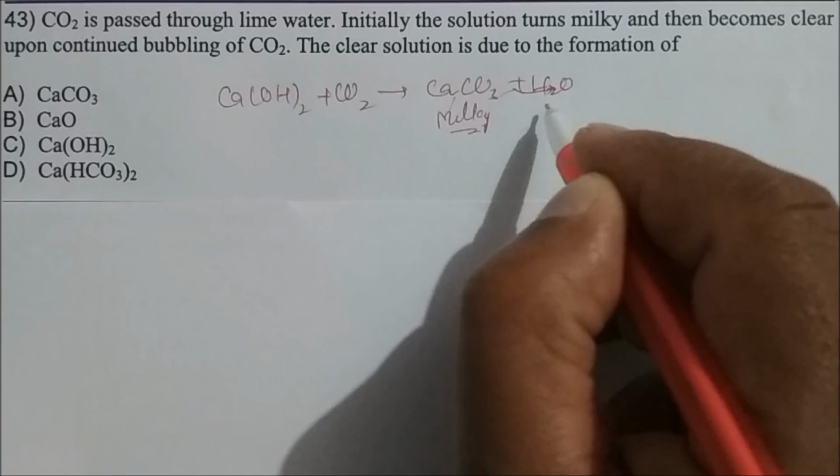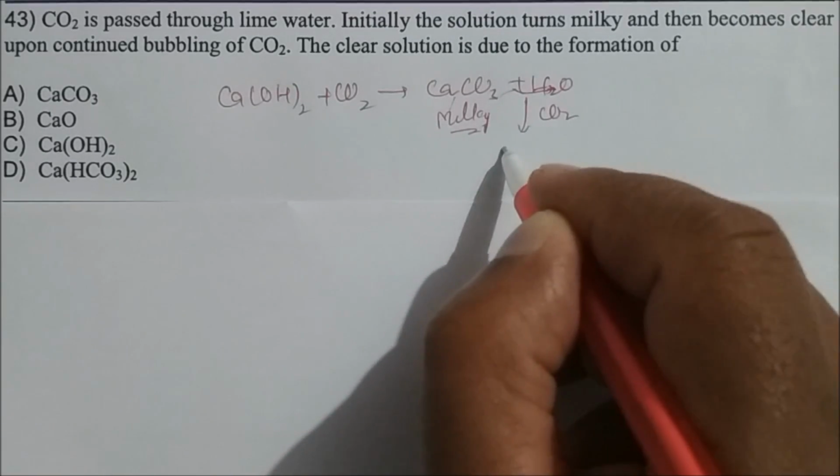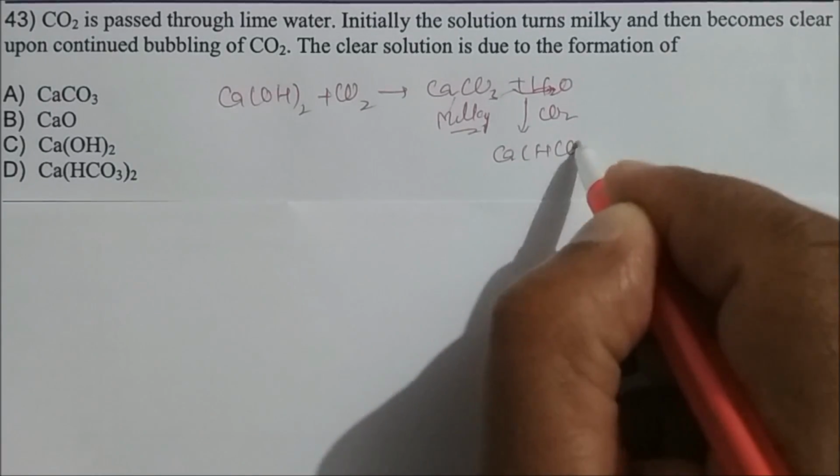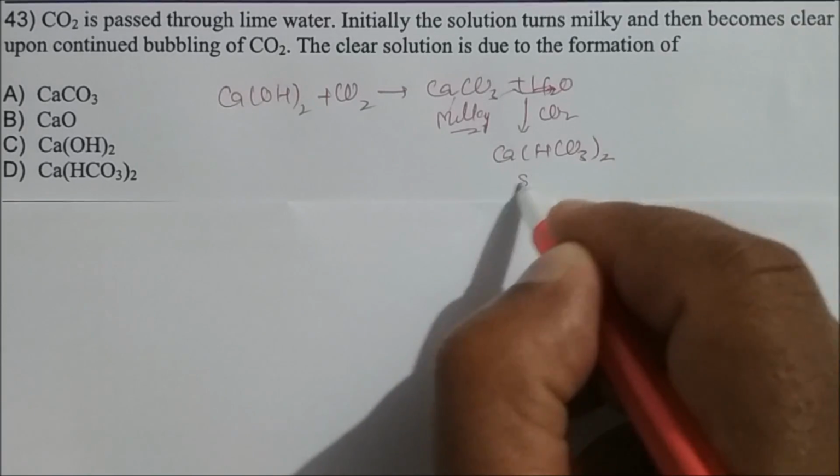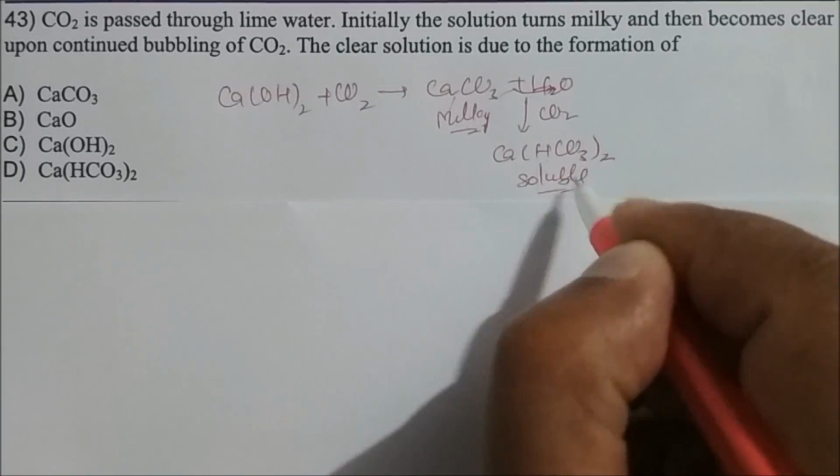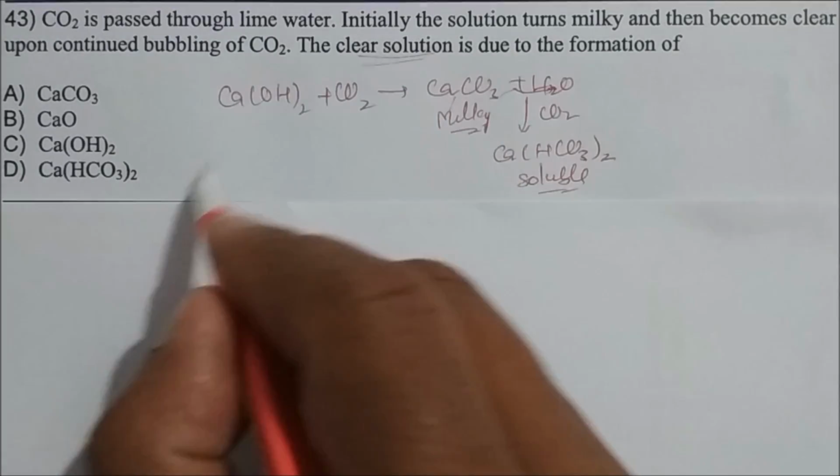If you continuously give carbon dioxide, it will convert into calcium bicarbonate ion, which is soluble in water, and this solution becomes very clear. So the answer is D.